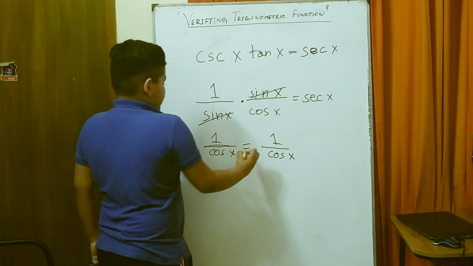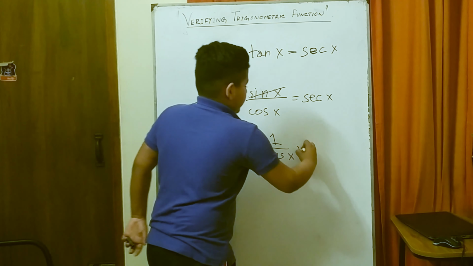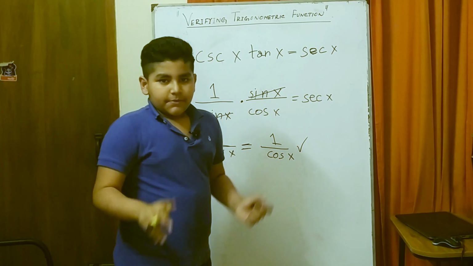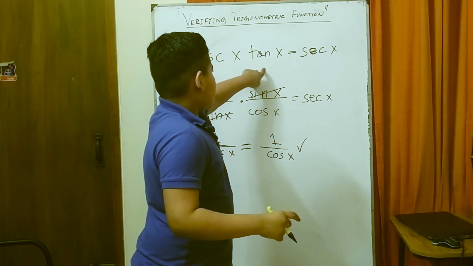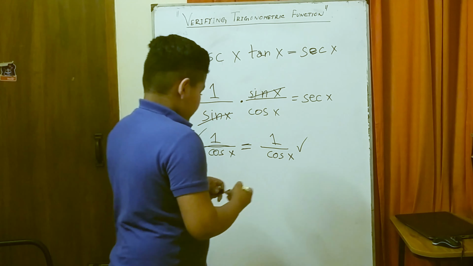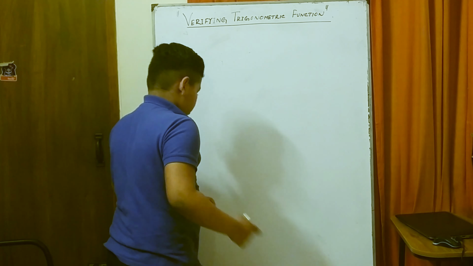That means both sides are in fact equal. So this trigonometric identity has been verified. That means this is a trigonometric identity. Now let's try a harder example.